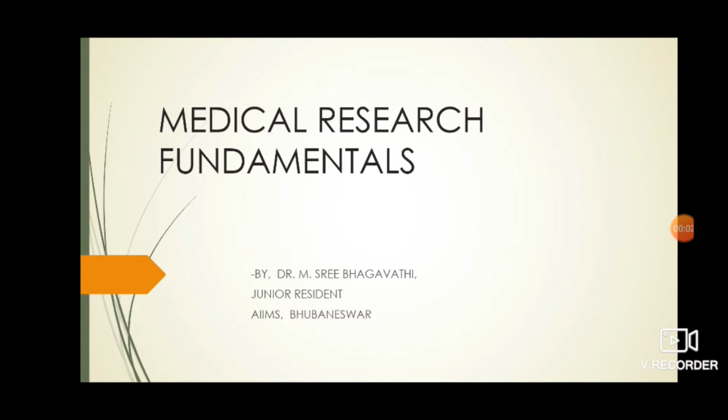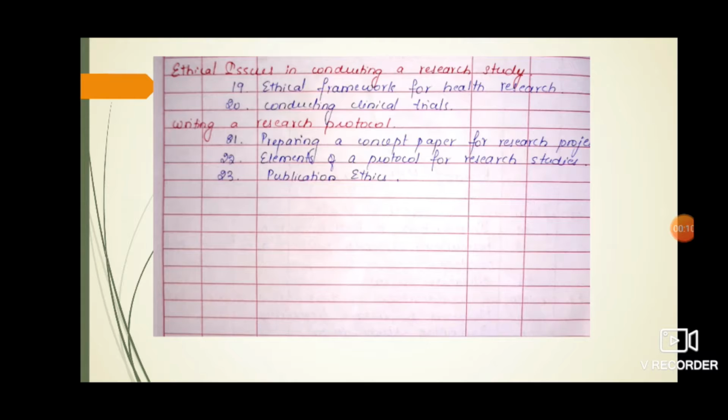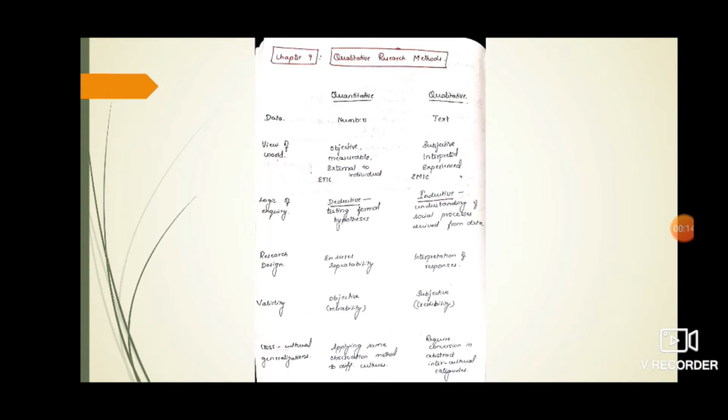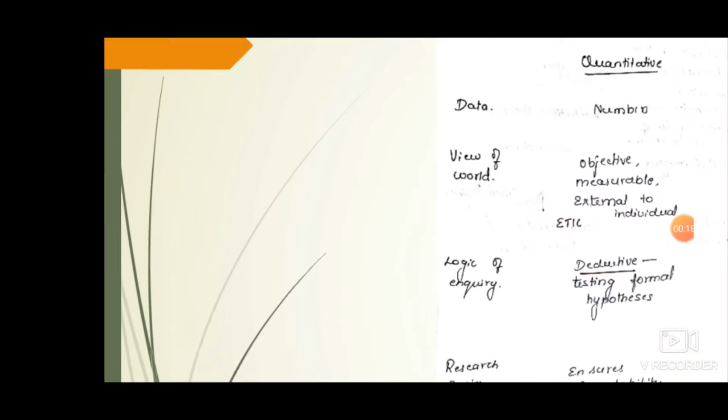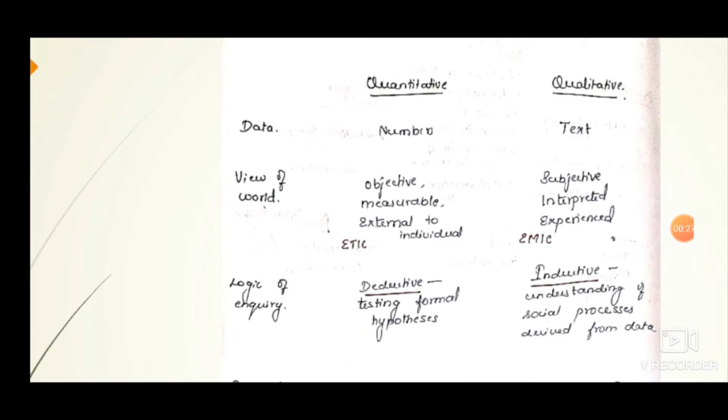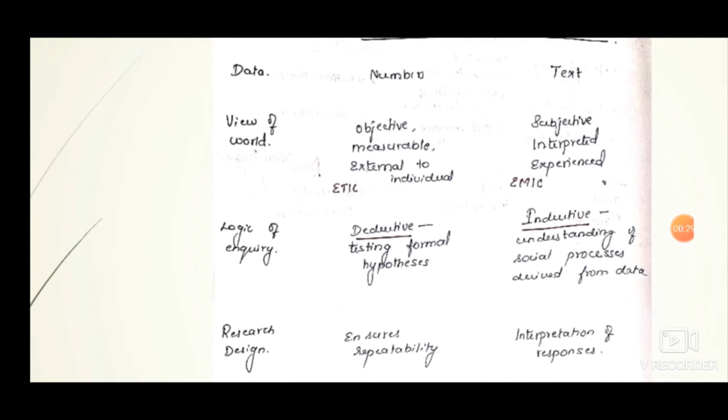Hello guys, we are into the ninth session of our discussion about the medical research fundamentals, and today's topic will be about qualitative research methods. First of all, what is the difference between quantitative and qualitative methods? Quantitative methods are based on numbers, amounts, and qualitative deals with subjective text matters.